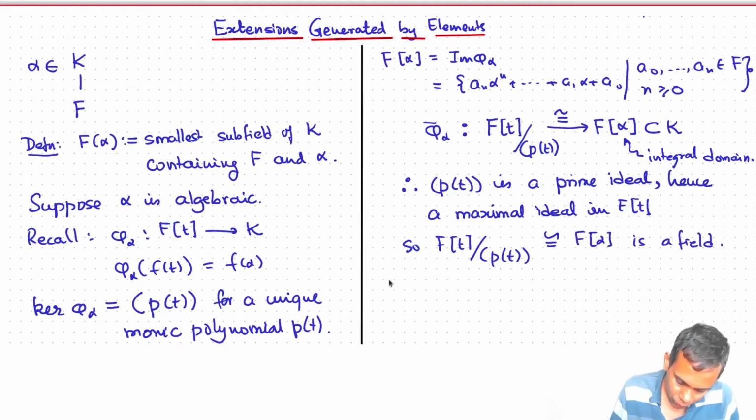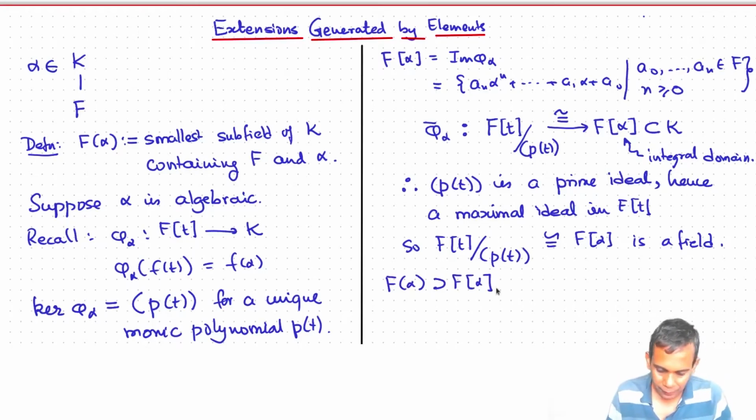Okay, now F(alpha) must contain F[alpha], because after all, F[alpha] consists of elements of this form here, a_n alpha to the n plus ... plus a1 alpha plus a0. Now a0, a1, all these are elements of F, and alpha is also an element of F(alpha). So everything in here, this expression, is the sum of products of elements of F(alpha), and therefore this must be contained in F(alpha).